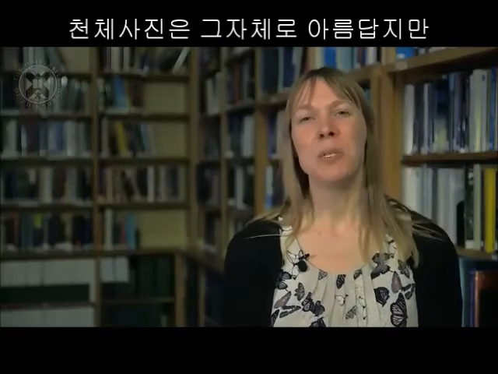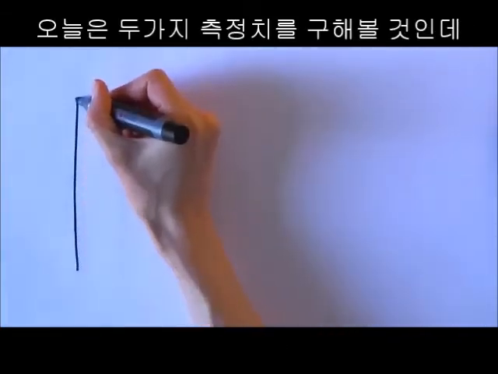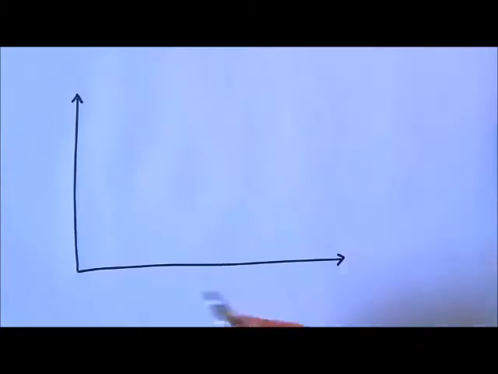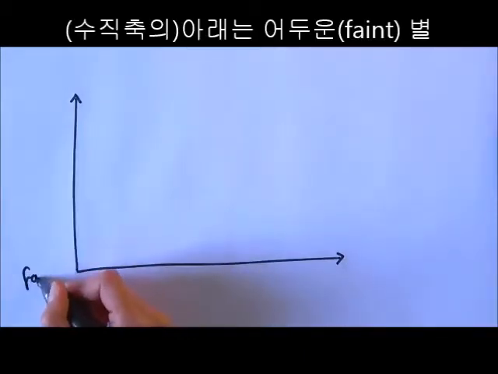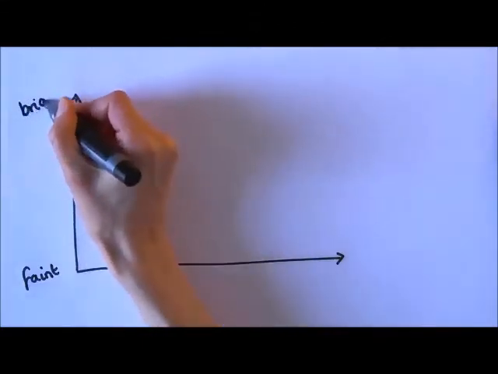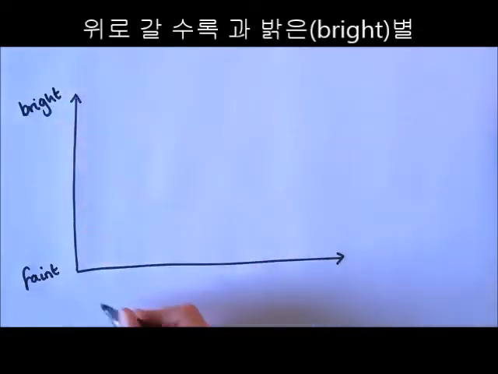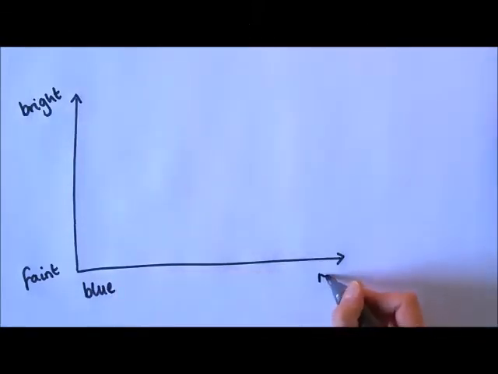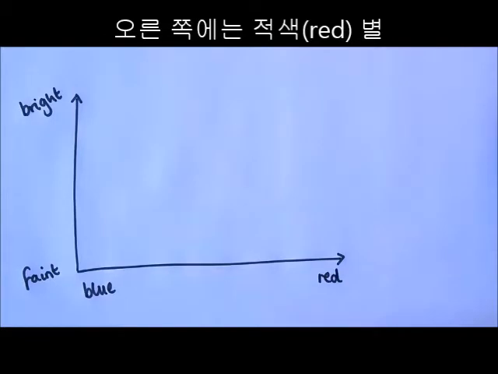Now Andy said earlier that looking at all these beautiful images is all very nice, but in order to do science we need to extract numbers from these data. And today we're going to look at two numbers, brightness and colour. And I'm going to plot faint stars down here and bright stars up here, blue stars on the left and red stars on the right.